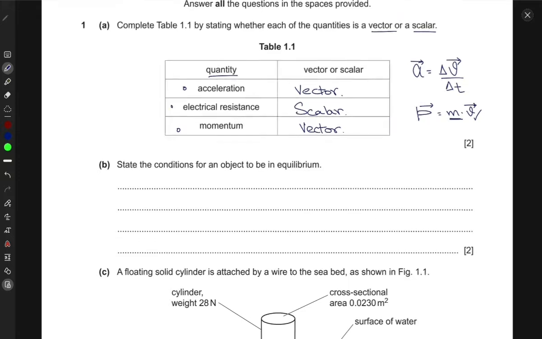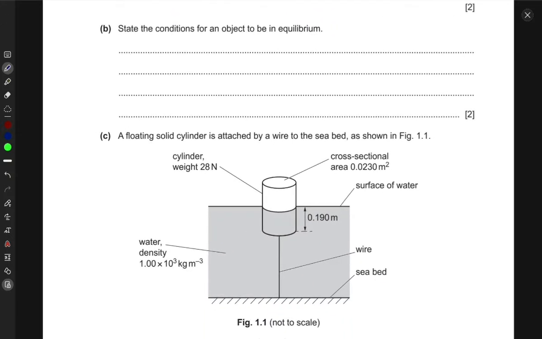All right, next we have part B of the question, which says to state the conditions for an object to be in equilibrium. Now there are two types of equilibrium, right? The first one is translational equilibrium, where if I have an object like this and I apply a force in this direction, and there is an equal but opposite force in the other direction, so the direction is shown by these arrows. In this case, if there are no other forces acting on it, then it is said to be in translational equilibrium. It's not moving translationally, right?